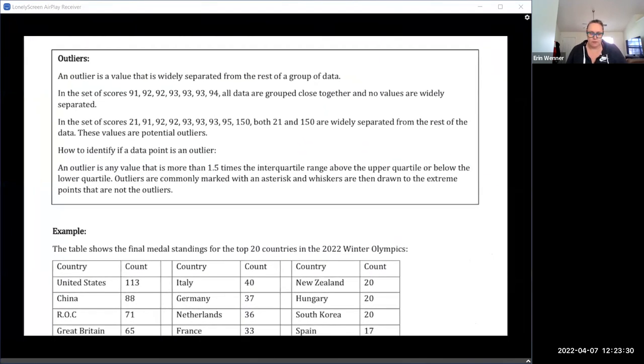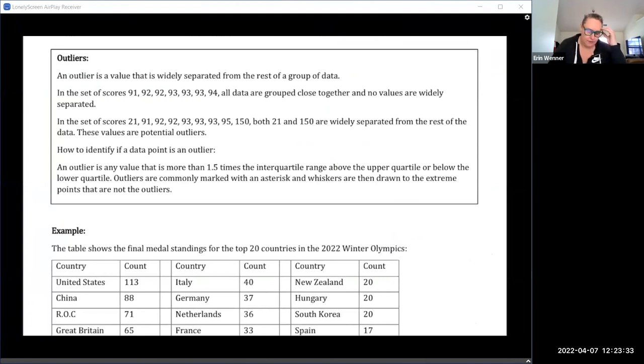So like I said, outliers. An outlier is a value that is widely separated from the rest of a group of data. In the set of scores 91, 92, 92, 93, 93, 93, 94, all the data are grouped closely together and no values are widely separated. However, if we were to take that same set of data and add the numbers 21 and 150 to it, both 21 and 150 are way far away from that central mass of data, and therefore they would be potential outliers. So how do you identify outliers?